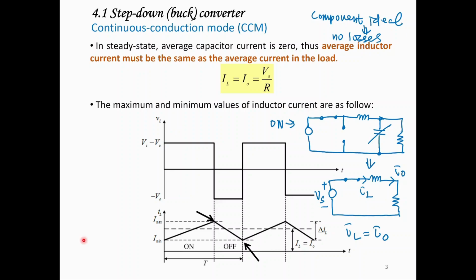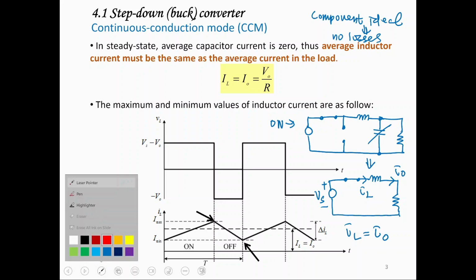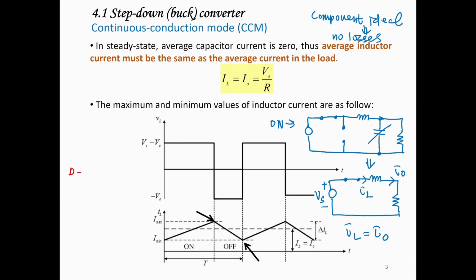Right. So in this slide, previously we have learned how to derive the equation that relates the duty cycle, the big D, with output voltage and input voltage. So for the buck converter, your D will be equal to V naught over Vs. Your V naught is your output voltage. Your Vs is your input voltage.